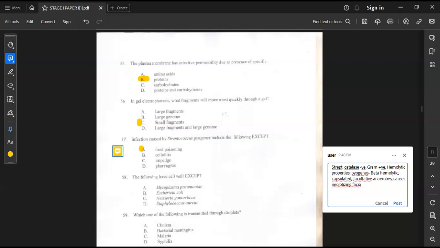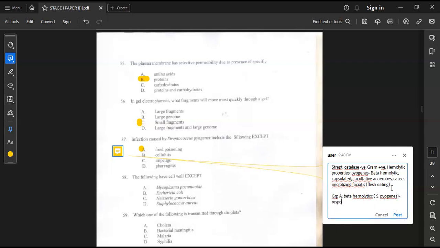Guys, there was something to do with group A and group B. Which one is group A? Group A is this one, Streptococcus pyogenes. Then group B is Streptococcus agalactiae, which causes meningitis in neonates. In addition, the group A pathogen is also responsible for rheumatic fever.